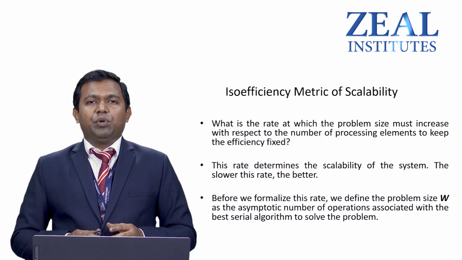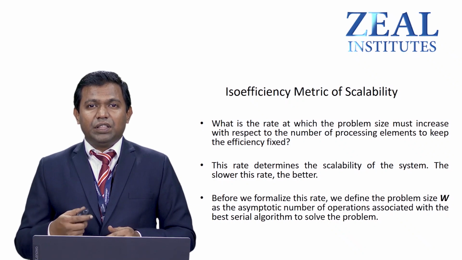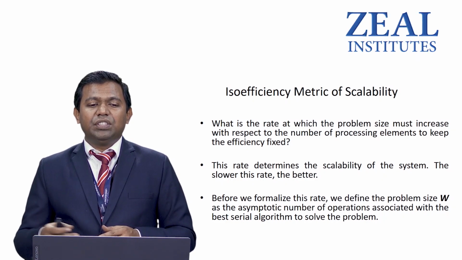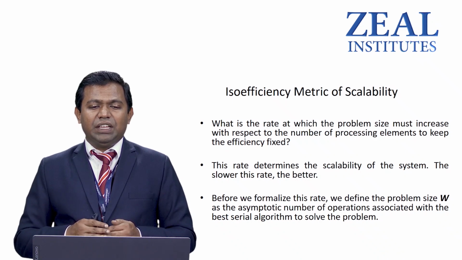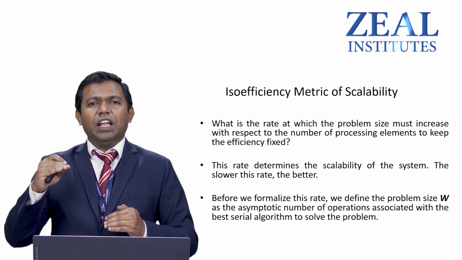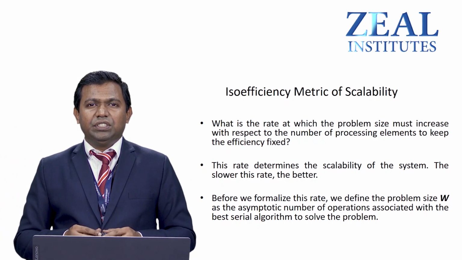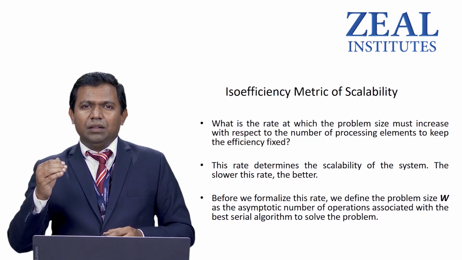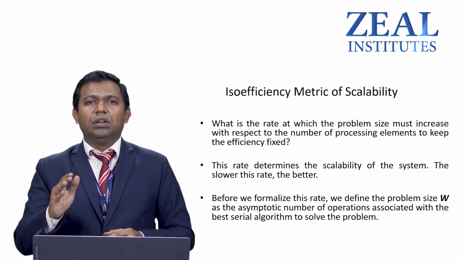So what is the rate at which your problem size must increase with respect to the number of processing elements so that you keep your efficiency fixed? That is the thing which needs to be answered. This rate generally determines the scalability of a system, and the slower the rate, the better it is, because as you increase the problem size with respect to the number of processing elements, your efficiency should increase gradually. There should not be a drastic change in efficiency. If it is increasing gradually, to a minor extent, then you can say that we are going on the right track.